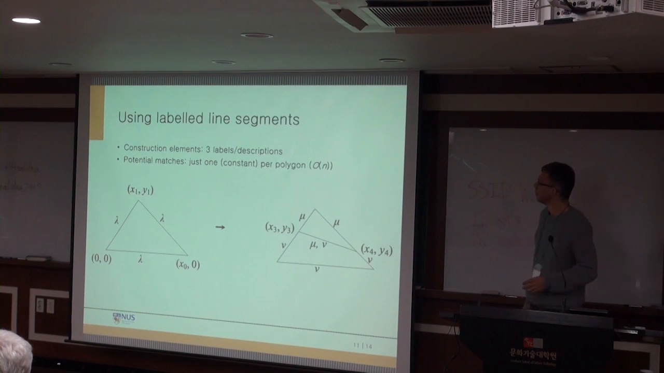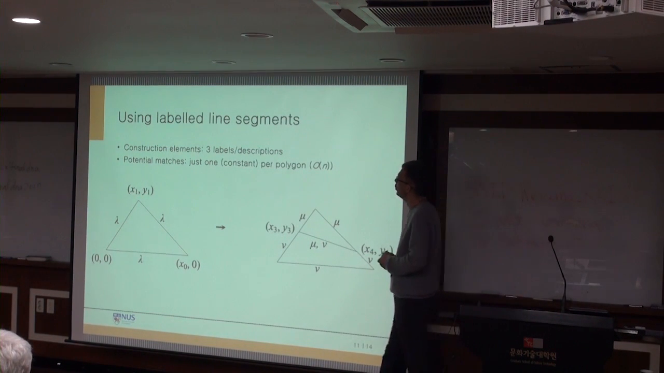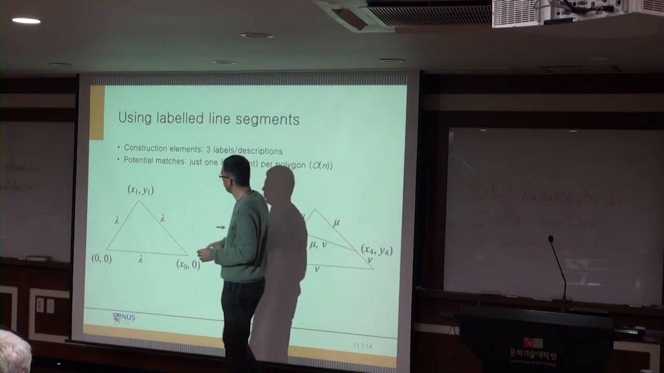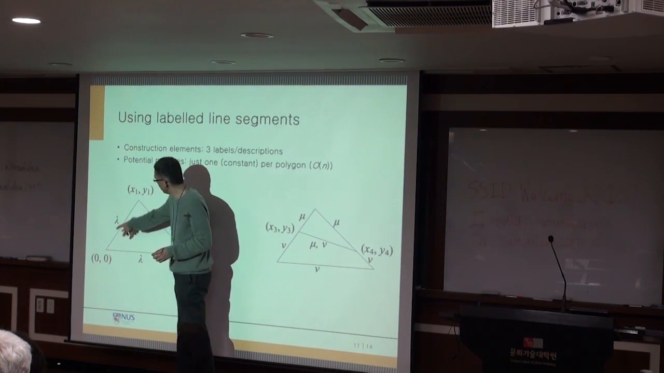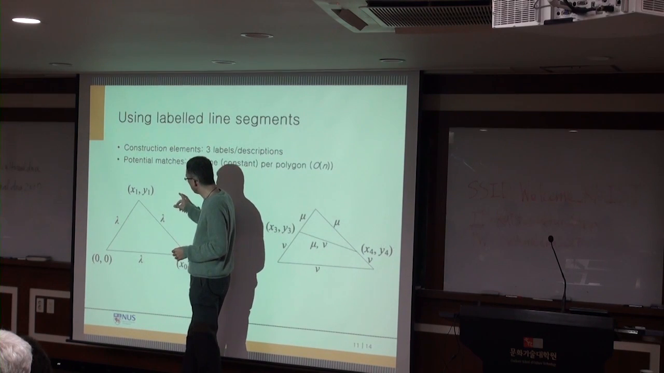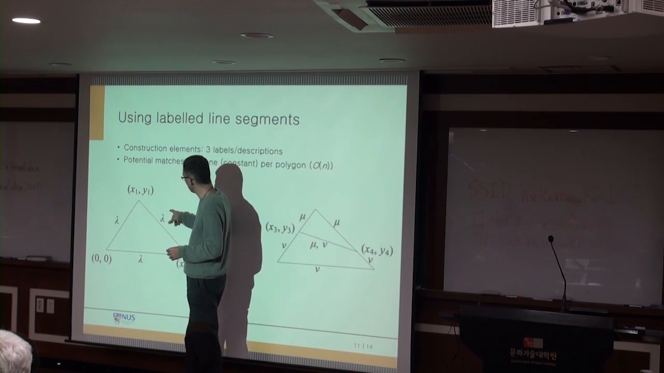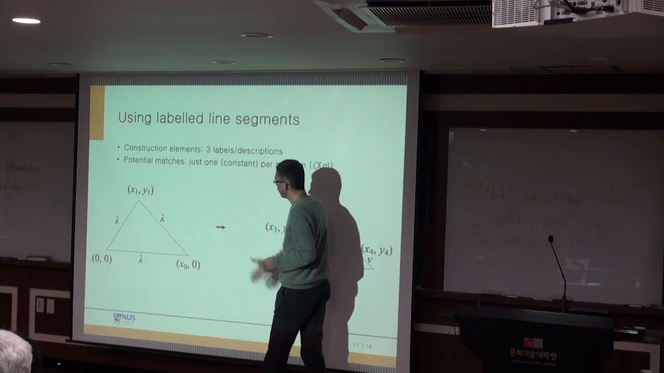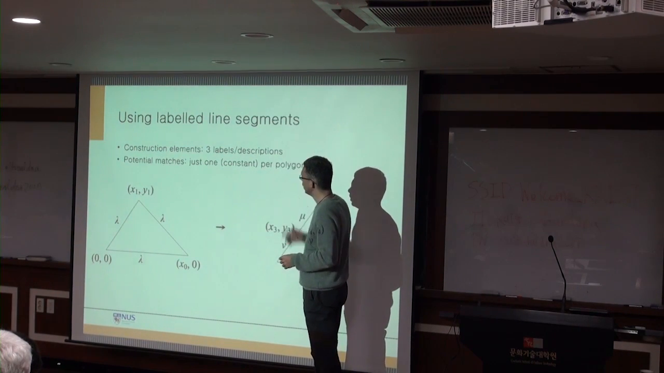So here's an alternative using labeled line segments. The idea here is that we just work with the original polygon, and rather than adding any points, we just add labels to the line segments. They should be parametric labels, so they could be descriptions.